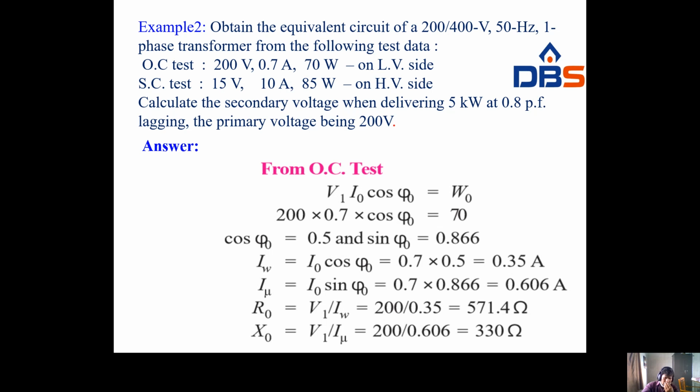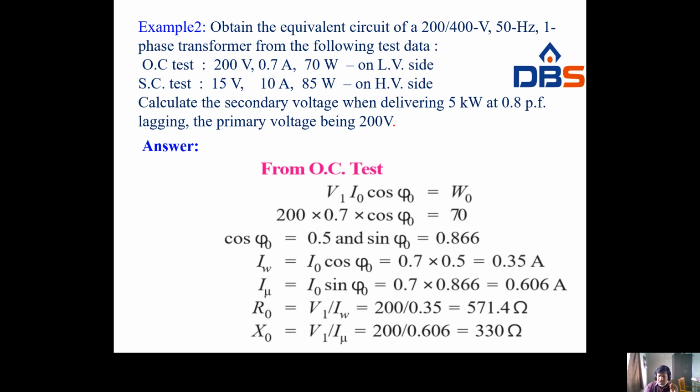Now go for the problem. Obtain the equivalent circuit of a single phase transformer with a rating of 200 by 400 volts, 50 Hz, from the following test data. OC test is 200 volts, 0.7 amperes, 70 watts, LV side. SC test 15 volts, 10 amperes, 85 watts, on HV side. Calculate the secondary voltage when delivering 5 kilowatt at 0.8 power factor lagging and the primary voltage being 200 volts. So we have to draw the equivalent circuit.